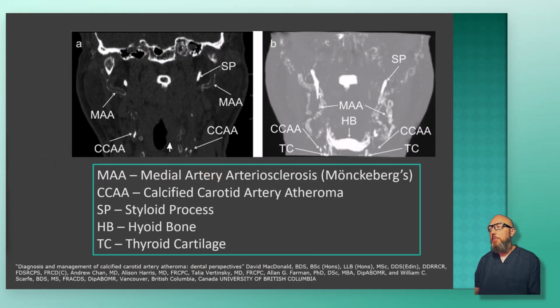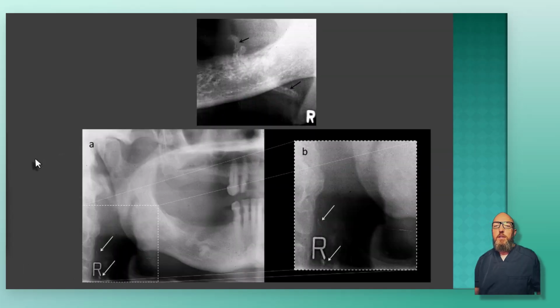And these are a couple of really good examples from a paper that was written a little while ago showing the difference between the medial arteriosclerosis and calcified carotid artery, which you typically assume are going to be down around the neck, around the C3, C4. But then you get the medial arteriosclerosis up more superior. And then you have examples of medial arteriosclerosis as well. And then this is just the styloid process. And so this is for comparison.